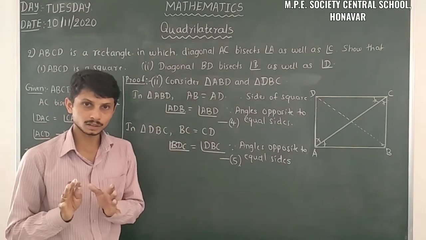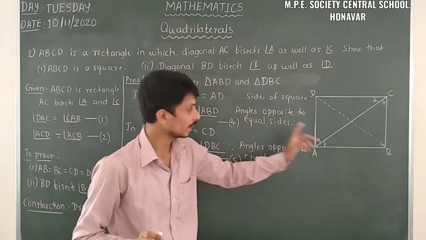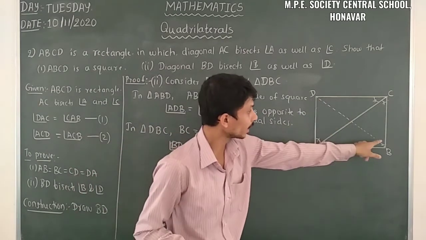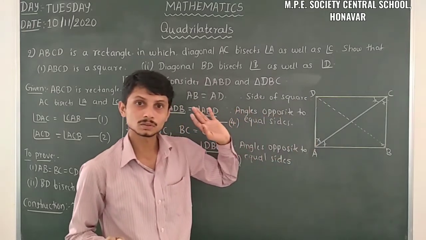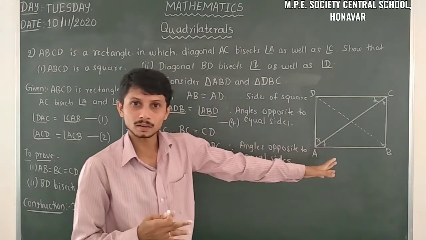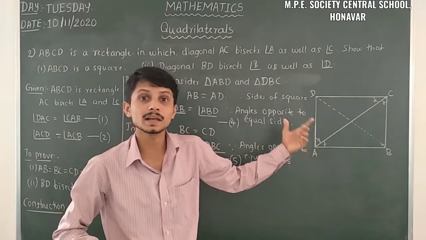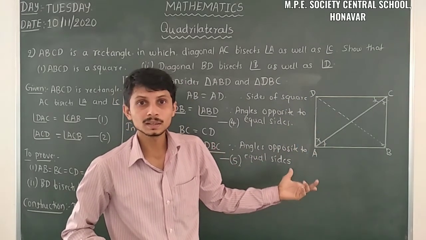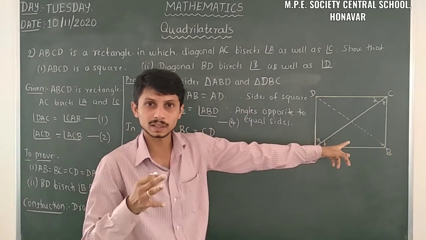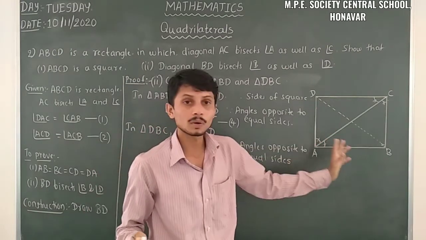Just observe here that these two angles are equal and these two angles are equal. So we need one more piece of information: any one pair of alternate interior angles we can prove equal. Then we can easily find that these two angles are equal and these two angles are equal. Any one possibility we can take, and after that we can convert it into our required form.